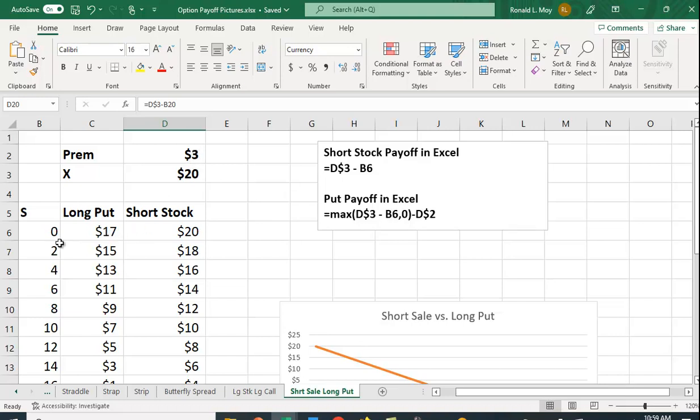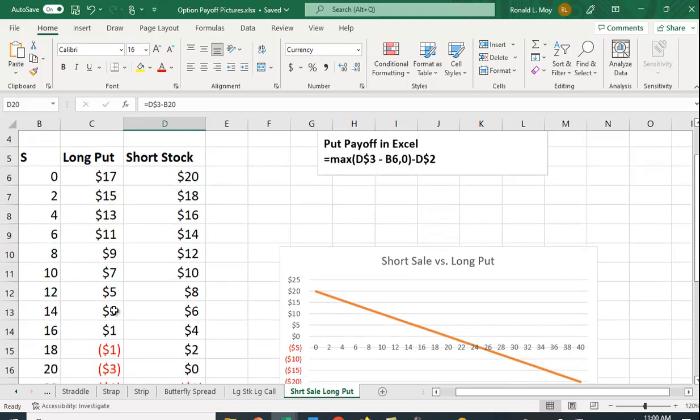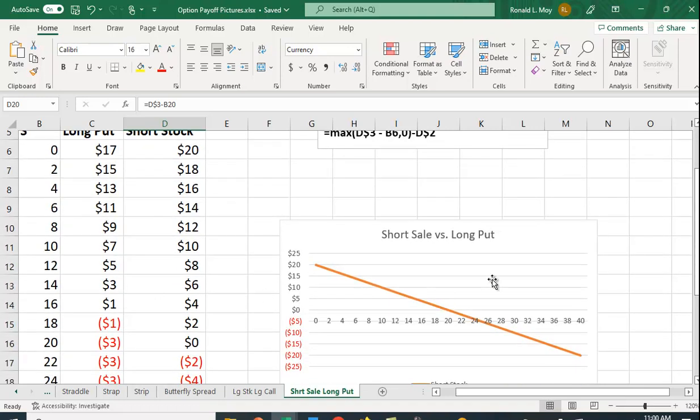So for example, if the price is zero, you buy the stock at zero. You've already sold it at 20, that's a $20 profit, or $20 in revenue, minus the $3 premium you paid, you made $17, okay? And similarly, as we go down to these different prices.